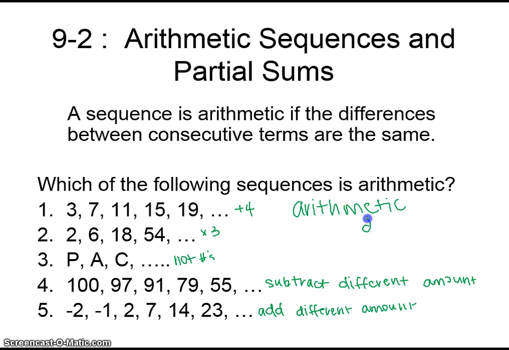And your common difference, what we'll refer to as D, is 4, because that's how much you're adding each time. If you were subtracting, it would be a negative number.